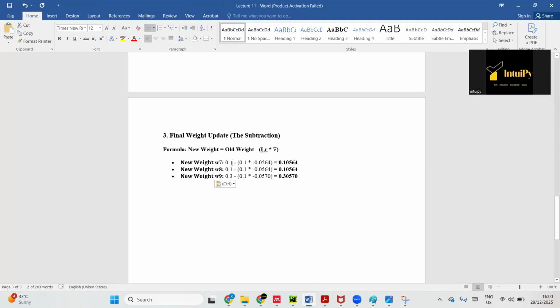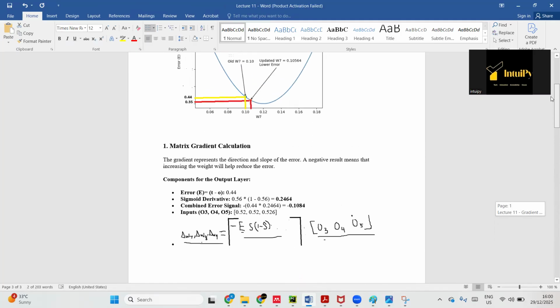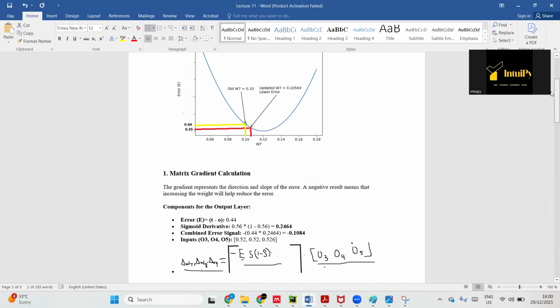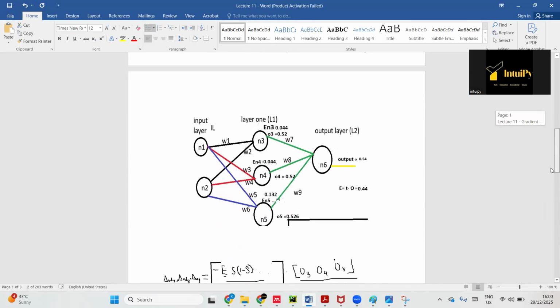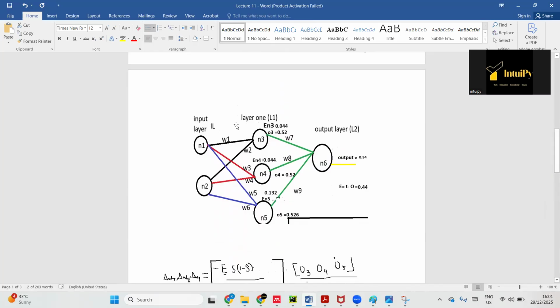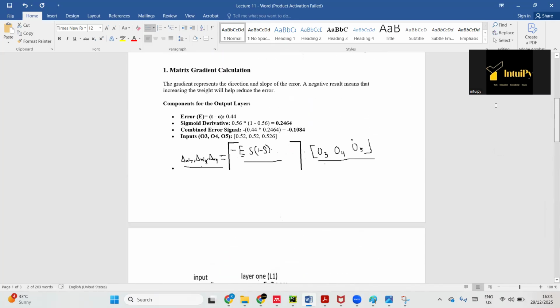So the old weight was 0.1. Then look at the new weight now, 0.105. And if you come here and trace 0.105, you can see the error has actually reduced from 0.44 to 0.35. In the next class we'll also do this for the weight here. Yeah, so we'll stop here and see you in the next class.